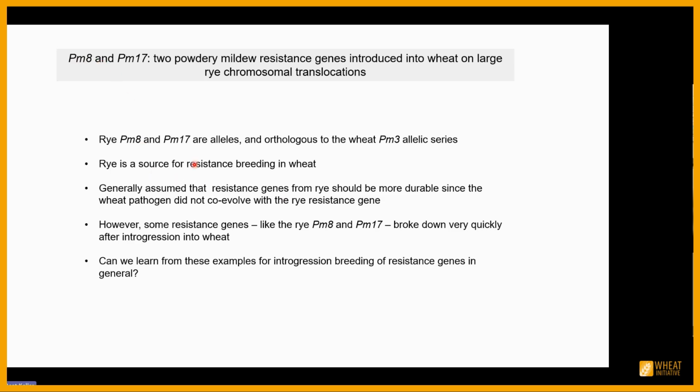You know that rye is a source for resistance breeding in wheat, and in general it's assumed that resistance genes from rye should be more durable because the pathogen and the host did not co-evolve, and so the genes should be better. However, we know from experience that these two rye genes, PM8 and PM17, broke down very quickly once they were introduced into wheat. And the question was, can we learn something from this? And that was the start of this project.